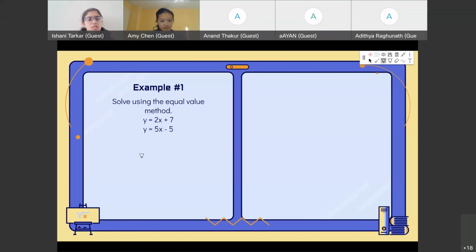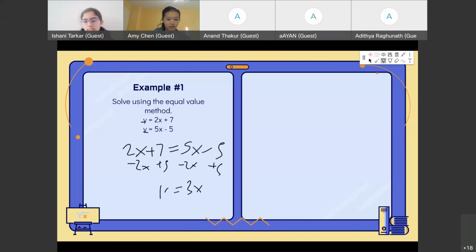Okay, I'll just go over this. Since they're both equal to y, we can just set them equal to each other. So 2x plus 7 equals 5x minus 5. So then we can solve for x. If we subtract 2x on both sides, and we also add 5 on both sides, we get 3x equals 12, which means that x equals 4.